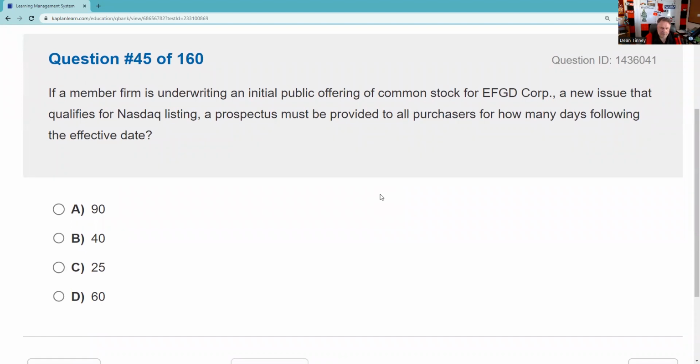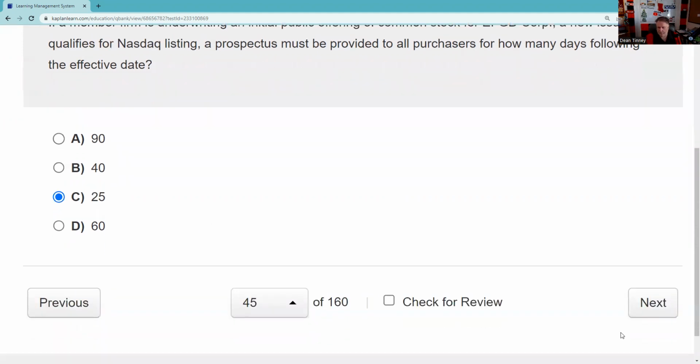Question 45. If a member firm is underwriting an initial public offering for common stock of EFGD Corp, a new issue that qualifies for NASDAQ, that's key, New York or NASDAQ, a prospectus must be provided to all purchasers how many days from the effective date? That's 25 days because it's listed on NASDAQ. So another aim and shoot, point and click.